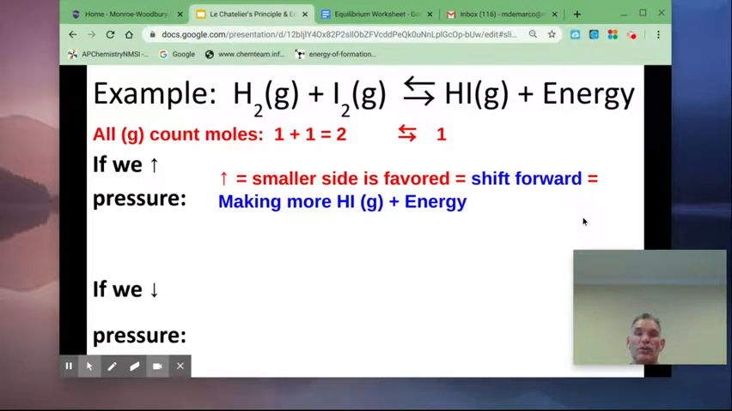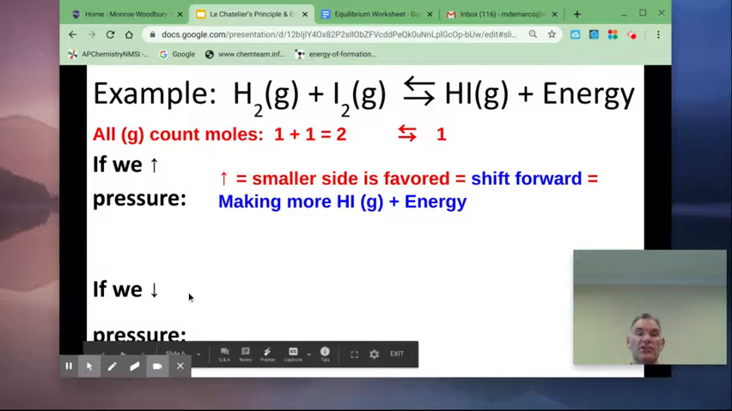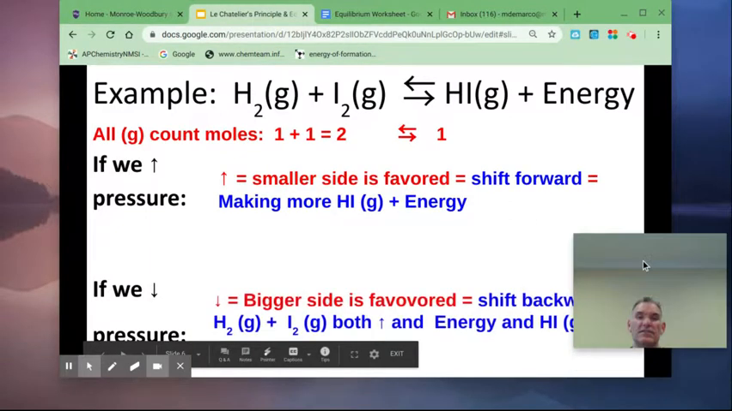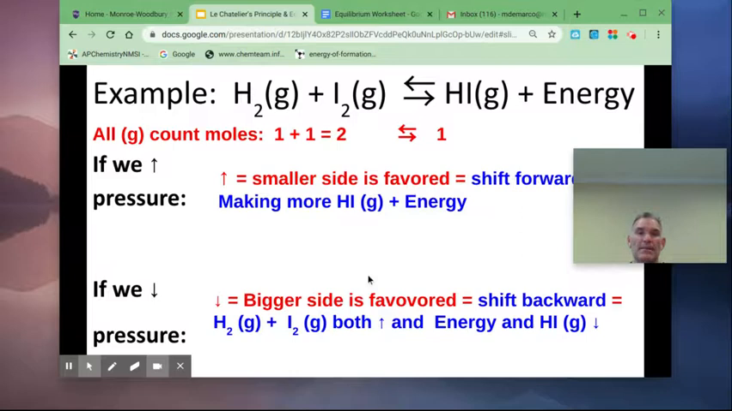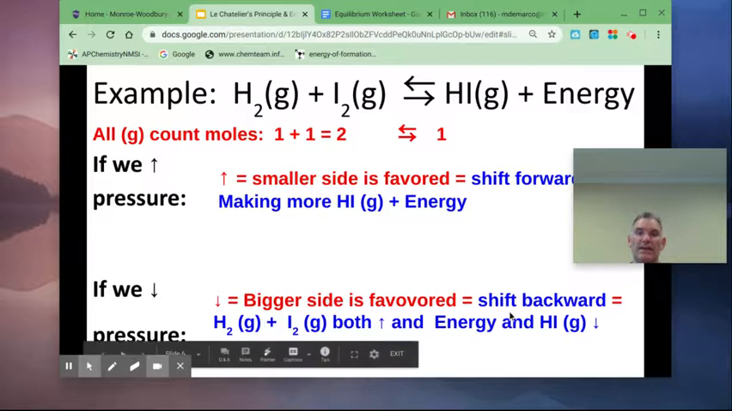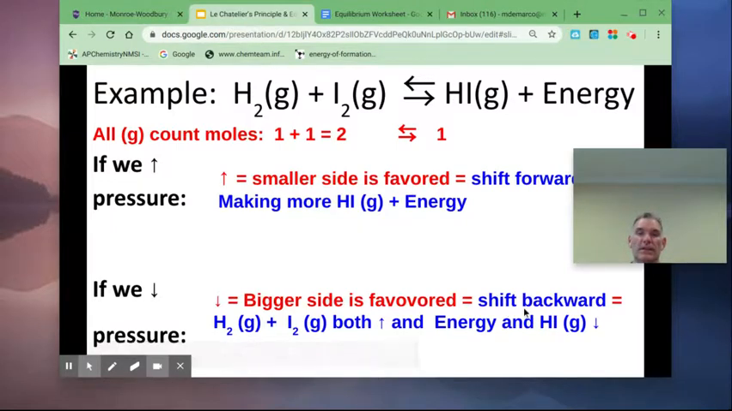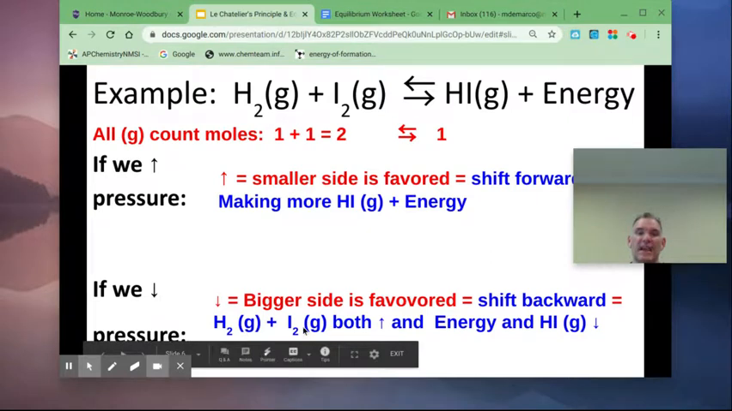Again, once we know what shift is going to occur, we can predict the changes that are going to occur as well. If I decrease the pressure, I have to go to the bigger side, right? Because again, as the box gets bigger, I can fit more and more in. So if I decrease the pressure, I'm going to the bigger side, which happens to be the 2 side, because 2 is bigger than 1. And therefore, I am shifting backwards. Okay. And the H2 plus I2 gas are going to go up, but the right side is going to go down. And yes, I know I spelled favored wrong, but everyone makes mistakes.